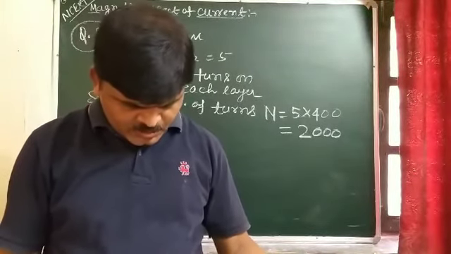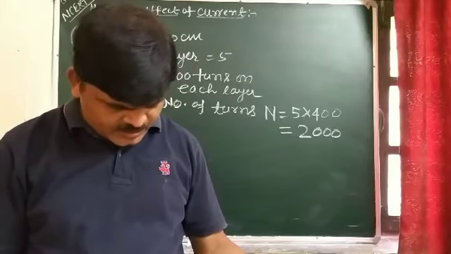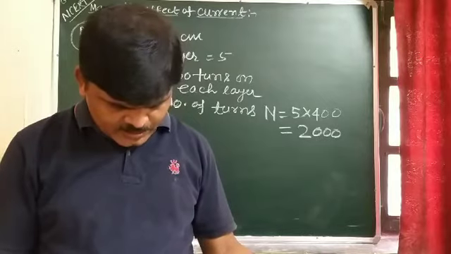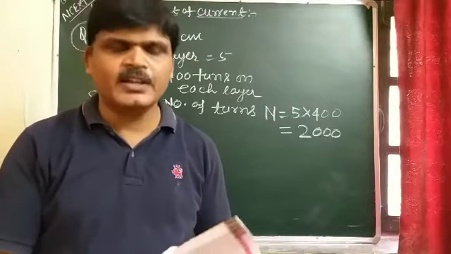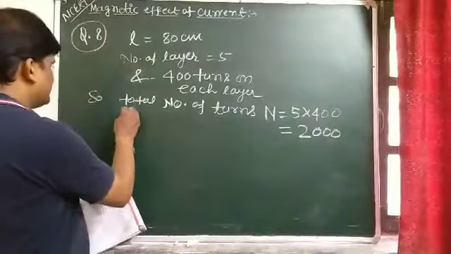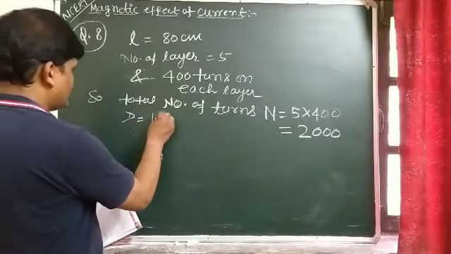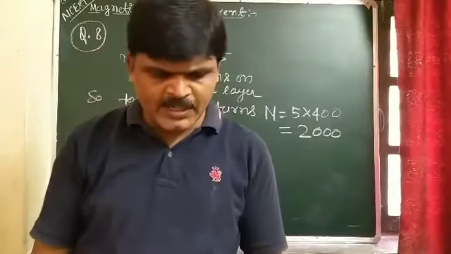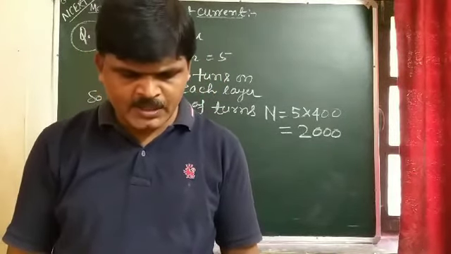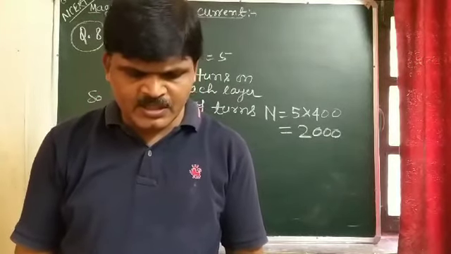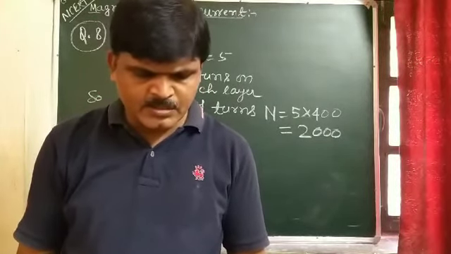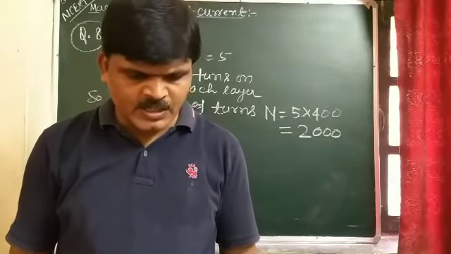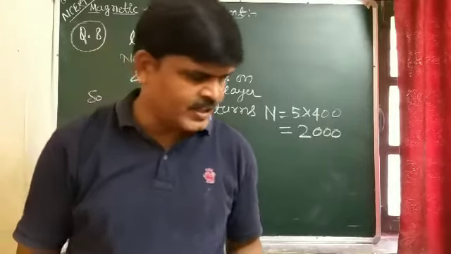A closely bound solenoid 80 centimeter long has 5 layers of binding of 400 turns each. The diameter of the solenoid is 1.8 centimeter. So the diameter is given as 1.8 centimeter. Calculate the magnitude of field B inside the solenoid. Estimate the magnitude of magnetic field B inside the solenoid near its center.